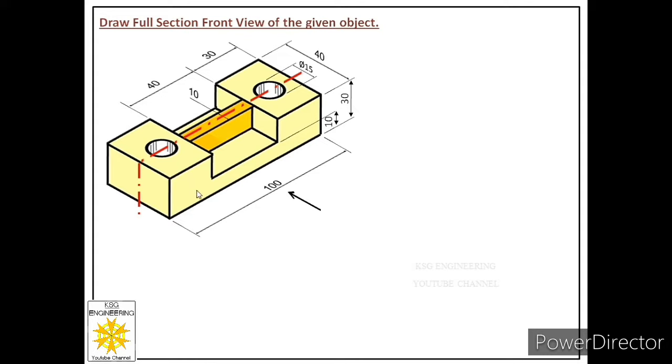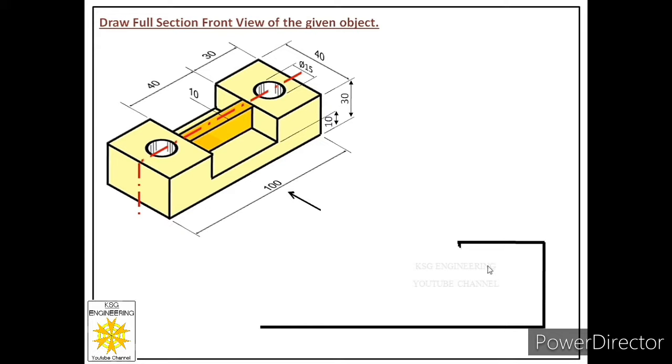So let us draw this face first, and let us start from this lower left corner. Let us mark this point on paper, and from that point draw a length of 100 millimeters. Then from this point we will draw a height of 30 millimeters. Now we have reached this point, and from that point we have to sketch a length of 30 millimeters. Then from this point we have to draw a height of 20 millimeters, because the total height is given to us as 30 and this height is 10. So this portion is 20 millimeters.